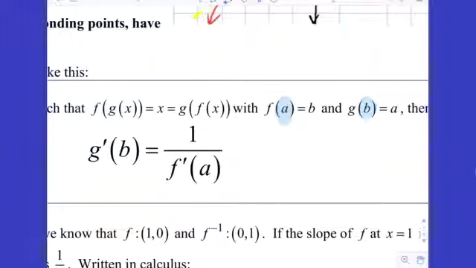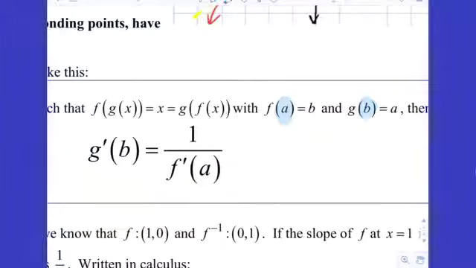Now notice that this is not opposite reciprocal slopes. When do two things have opposite reciprocal slopes? When they're perpendicular to each other or orthogonal to each other, like the normal line and the tangent line. This is the same sign, just a straight reciprocal. All right? So if a is the input on f and b is the corresponding input on g, g prime of b is 1 over f prime of a, or similarly, you could say f prime of a is 1 over g prime of b.